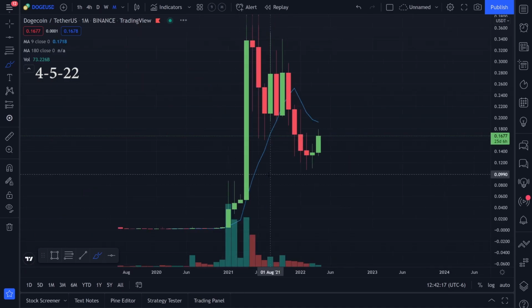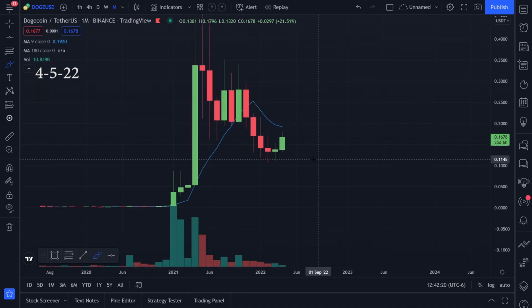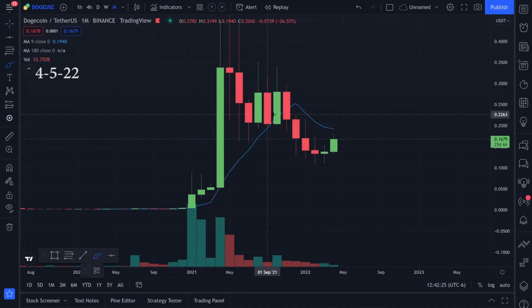Let's take a look at the monthly 9 moving averages, or let's take a look at the monthly moving average. It's pretty much the same thing. We broke below the 9 moving average right here. Every time we're coming into contact with it, we're getting pushed down. We have not broke the 9 moving average on the monthly time frame.